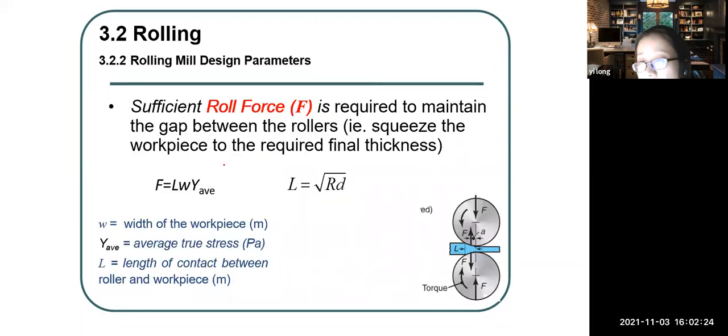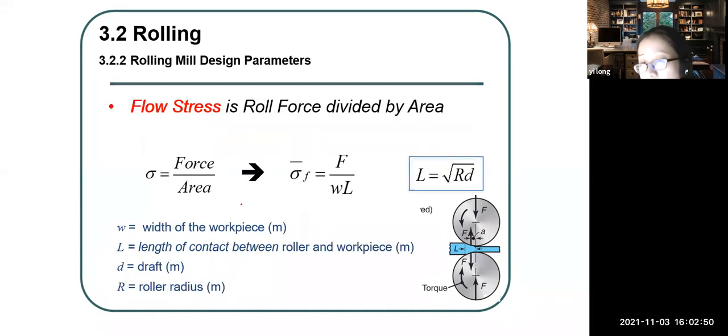Okay, so let's continue. The force equals L, where L is the contact length between the roller and workpiece. We simply use this equation: L equals square root of R times D, radius times draft. Then the force equals L times width times the average true stress. Also we set flow stress equals force over area, so you can use width times L, the contact area between the roller and the workpiece. This is an approximation of the average, so this is one way.